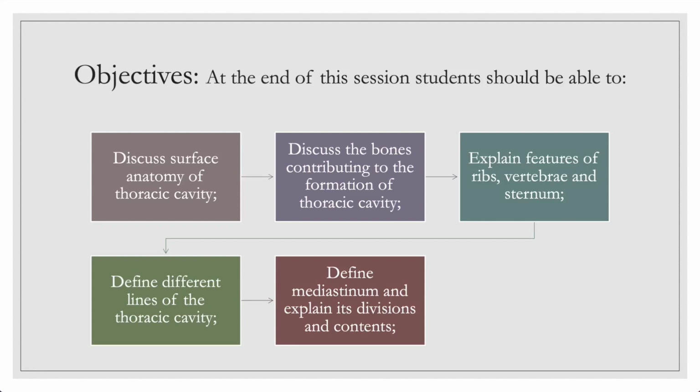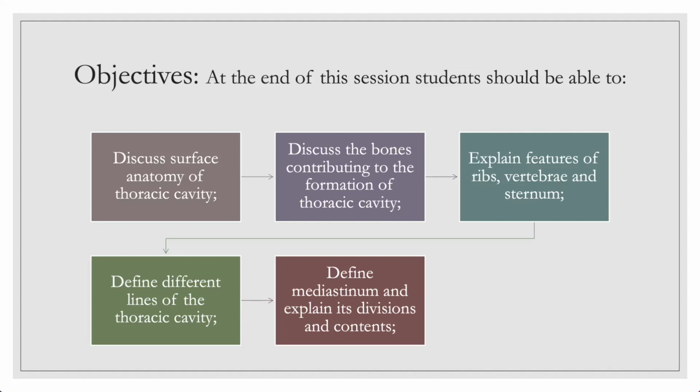surface anatomy of the thoracic cavity, in a real human body, how things are. And then we'll be looking at the different bones which contribute in making my thoracic cavity. And then we'll be explaining the bony features of the ribs, the vertebrae and the sternum. And then we'll talk about the lines.